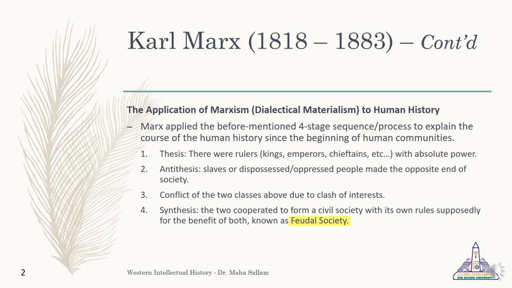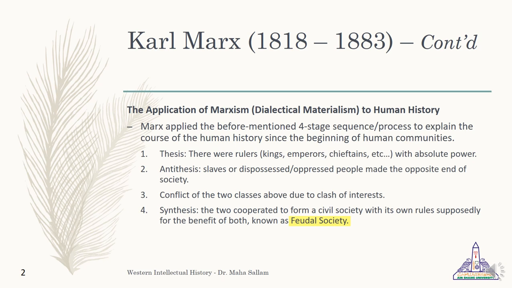For example, the first step, the thesis, is like there were rulers for any human community since the beginning of time. The rulers may be kings or emperors or chieftains or whatever title they have, and these rulers had absolute power. The antithesis to this thesis is the existence of the slaves or the dispossessed or the oppressed people who make the opposite end of society.